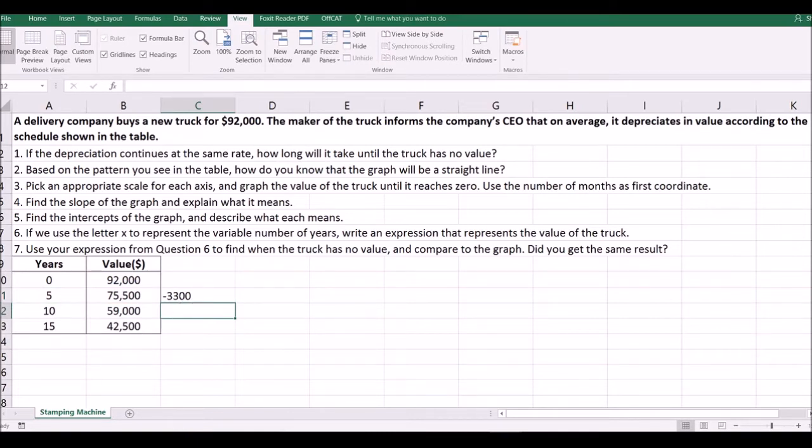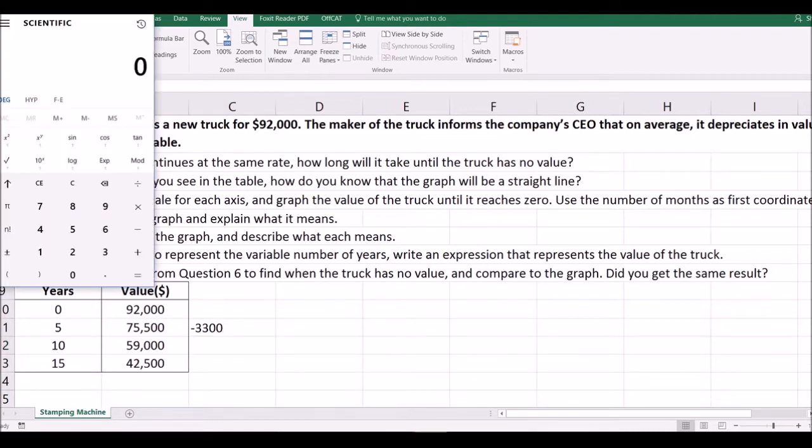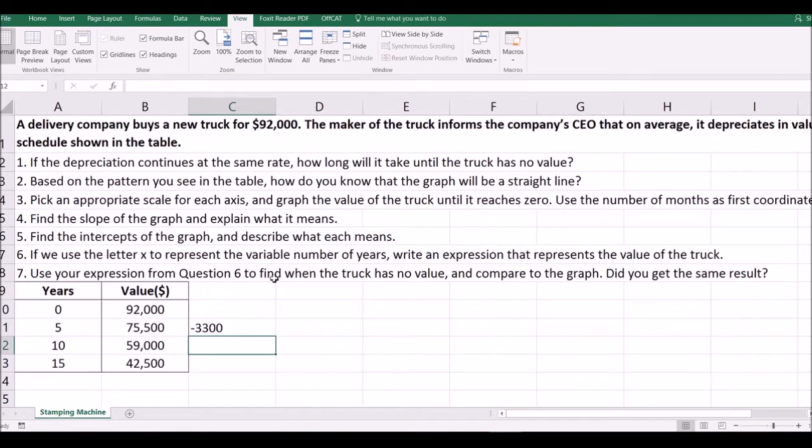Now let's think about that for a second. Let's make sure it makes sense. So we have 92,000 went down to 75,500. So we're falling. So we're saying that we have a slope of negative 3,300. It does make sense. Now, if we did 92,000 minus 3,300, now that was for 5 years times 5, holds true. Good. So it's going down by 3,300 each year. So we want to know when that will be 0.